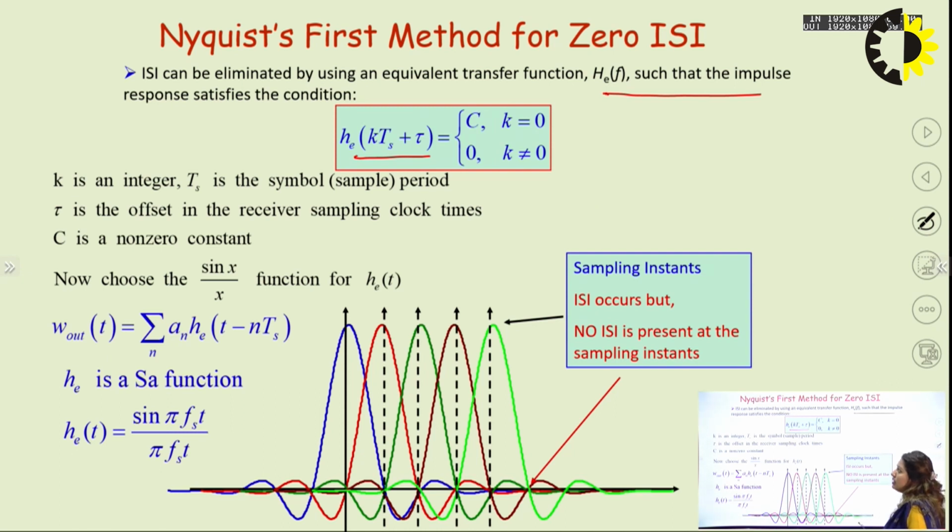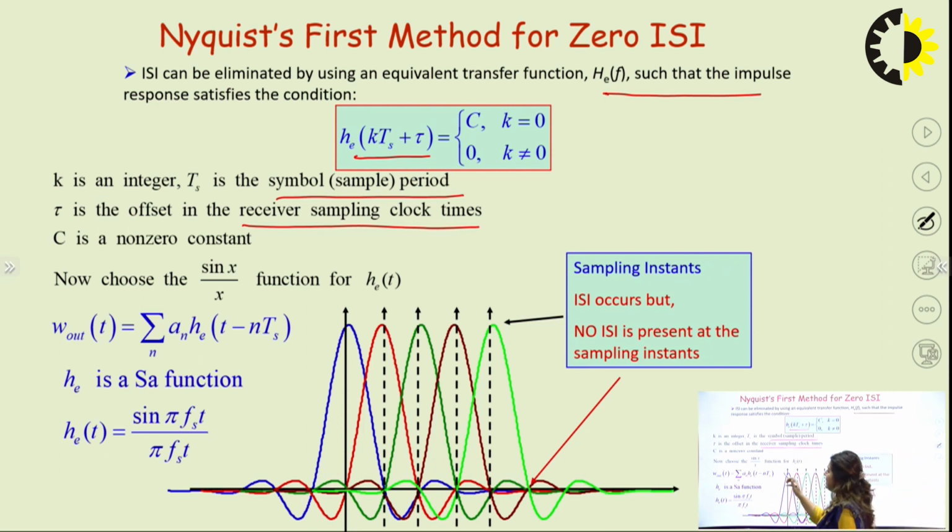So at all other values of k, it is 0, that is your equalizing filter value, and if you put k equal to 0, it becomes h_E(tau). So at h_E(tau) it has a value of C. This is a similar kind of thing to the sinc pulse, which has a maximum value of 1 at tau equal to 0, and at other values of tau it has a 0 value. So k is an integer, T_s is the sampling period or the symbol sample period, tau is the offset in the receiver sampling clock time, and C is a non-zero constant.